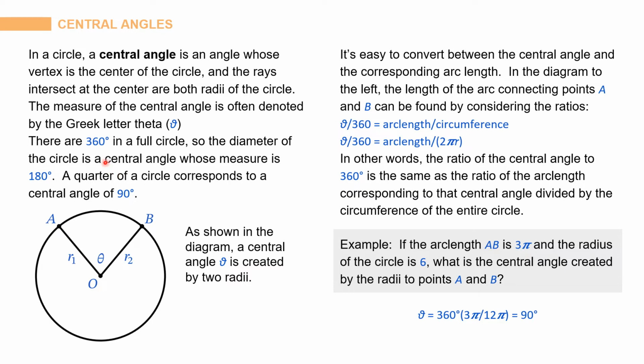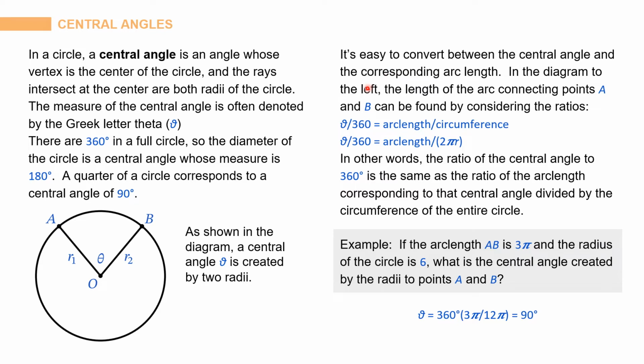There are 360 degrees in a full circle, so the diameter of the circle is a central angle whose measure is 180 degrees. A quarter of a circle corresponds to a central angle of 90 degrees. It's easy to convert between the central angle and the corresponding arc length.